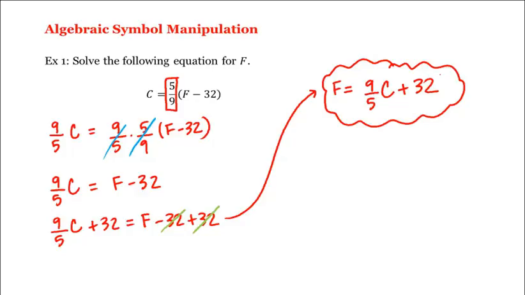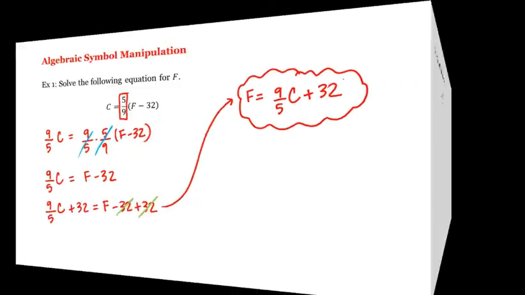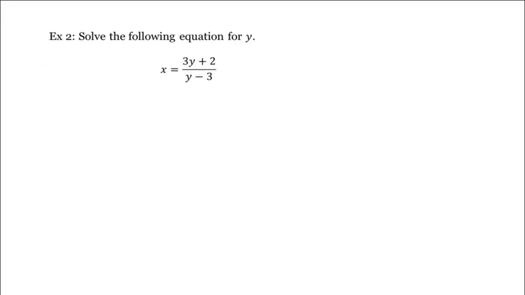All right, let's see another example. Let's solve the following equation for y. What we can do is start by multiplying both sides of the equation by this denominator here, y minus 3, which gives us x times y minus 3 is equal to 3y plus 2 divided by y minus 3, times y minus 3.